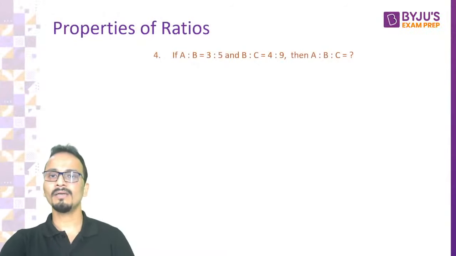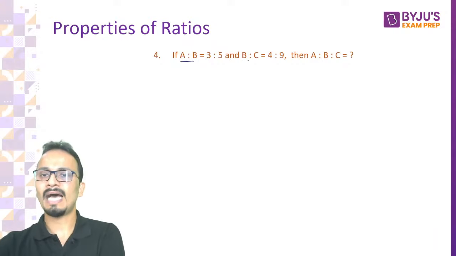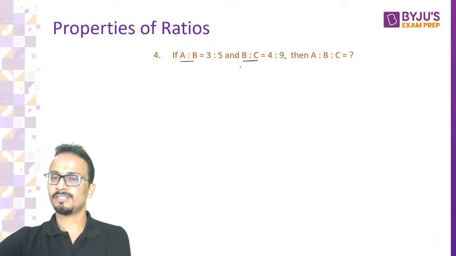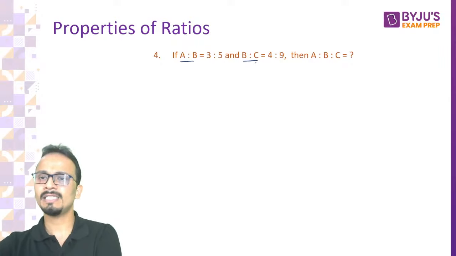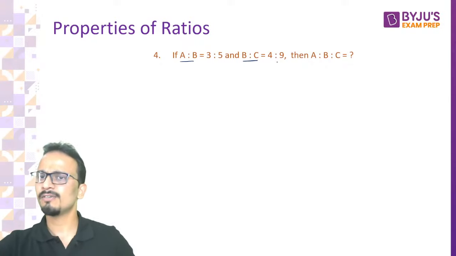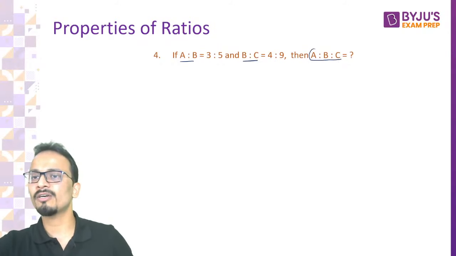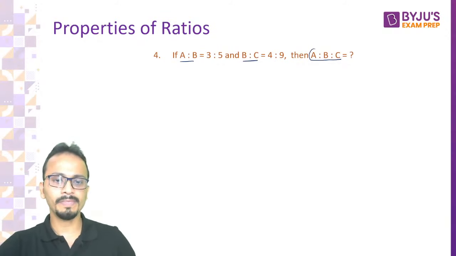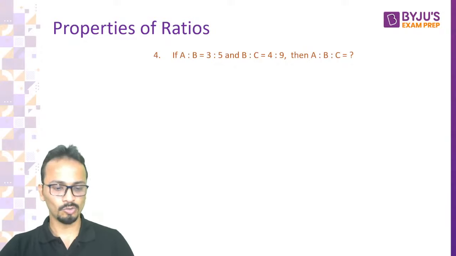I am given the ratio of A and B and the ratio of B and C. The ratio of A and B is 3 is to 5 and the ratio of B and C is 4 is to 9. Now combining them, I have to calculate the ratio of A, B and C. Let's see how many of you can write a correct answer. So go ahead.